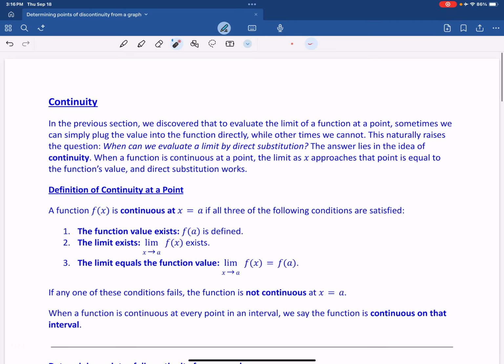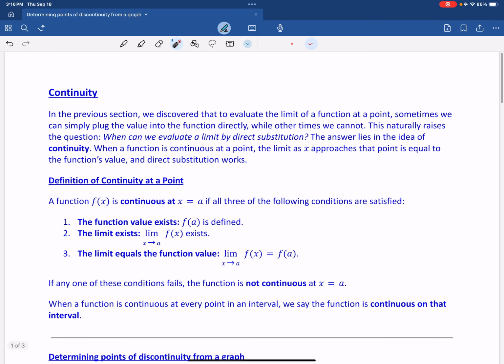It says, in the previous section, we discovered that to evaluate the limit of a function at a point, sometimes we can simply plug that value into the function directly, while other times we cannot. Then this naturally raises the question, when can we evaluate the limits by direct substitution? So again, in the last section, what we found out was the first thing you always try doing when evaluating a limit algebraically is plugging in the number. If it works, that's great. That is your limit value if you get a number out.